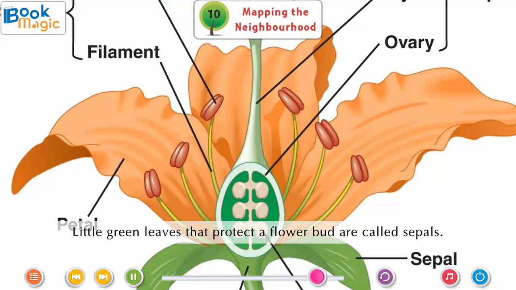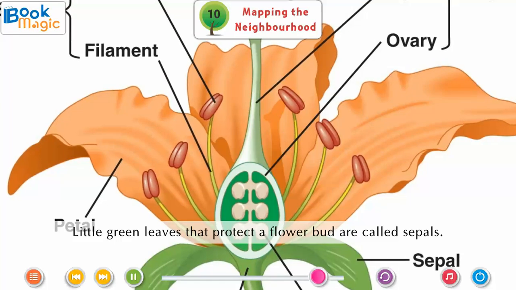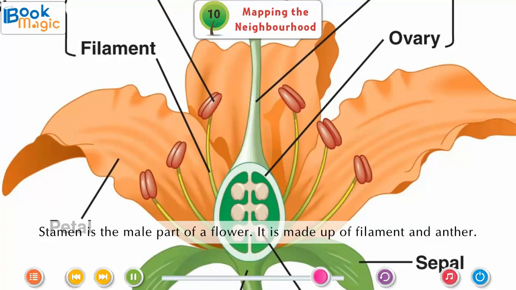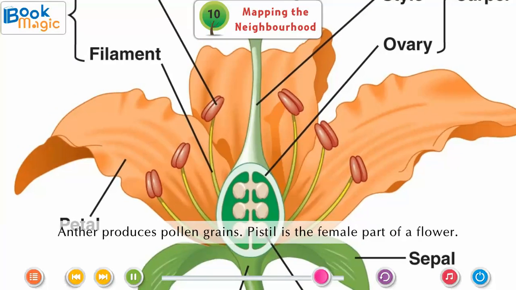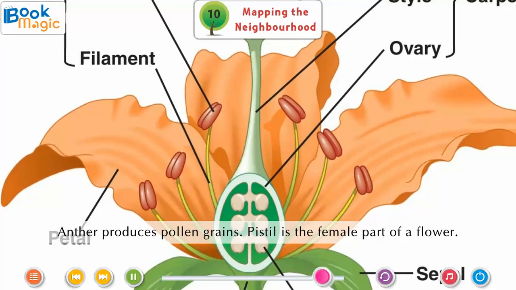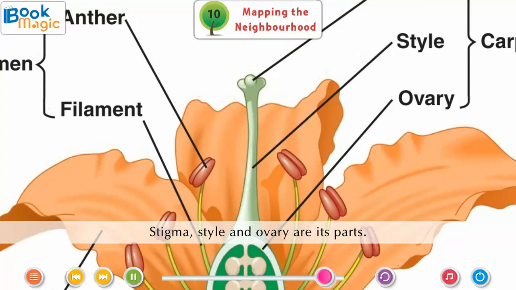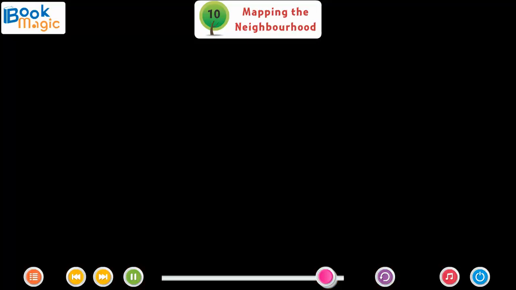Little green leaves that protect a flower bud are called sepals. Stamen is the male part of a flower. It is made up of filament and anther. Anther produces pollen grains. Pistil is the female part of a flower. Stigma, style and ovary are its parts.